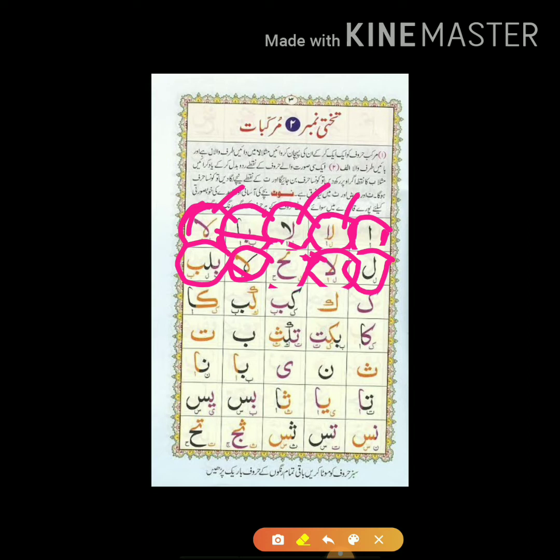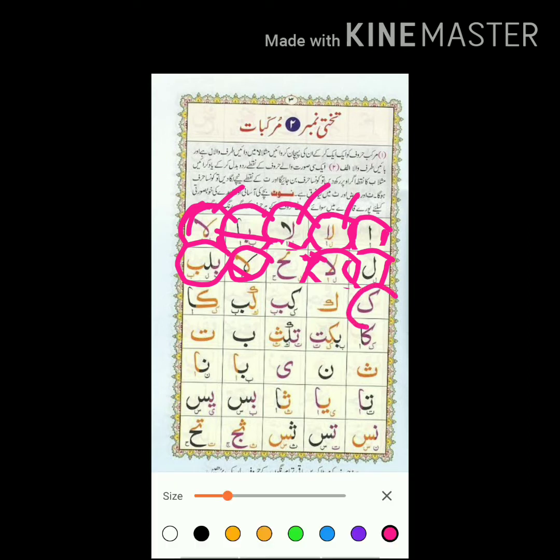Now moving to the next line, here the first letter in the third line is kaf. It is a single letter. We have already discussed this letter in lecture number 1. So this is kaf. Now in the second box, this is also kaf. So whenever you see these two letters in the Quran, in the Arabic language, you do not have to be confused. These both letters are kaf.